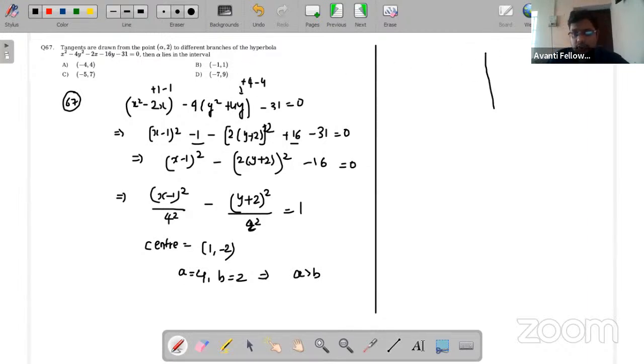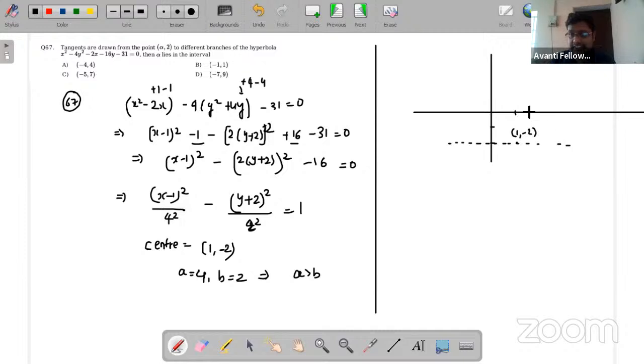Okay, so first of all, we'll draw a hyperbola whose center is 1 comma minus 2. So this is my coordinates. Then 1 and minus 2 will be somewhat here. This is my center, 1 comma minus 2. And considering this as center, I'll be drawing a hyperbola. Okay, so hyperbola will be somewhat like this.